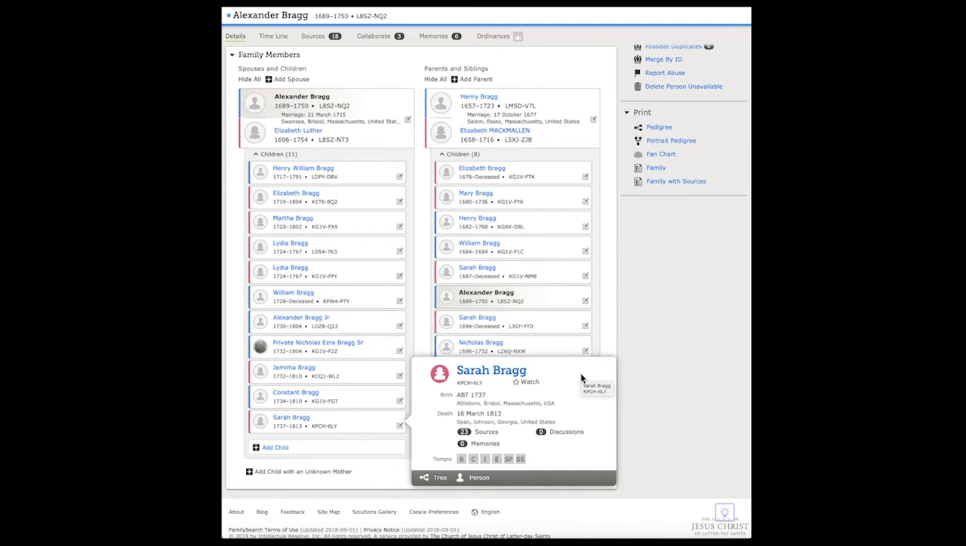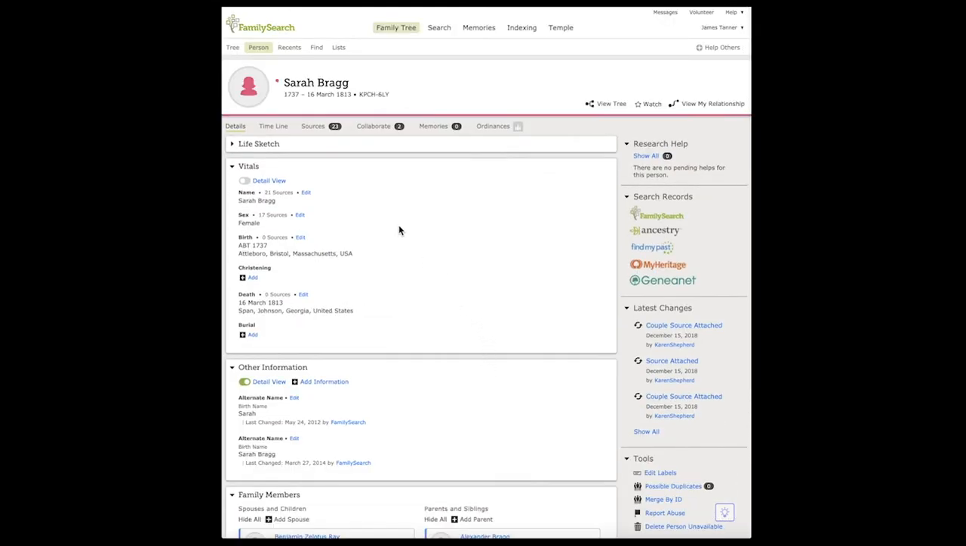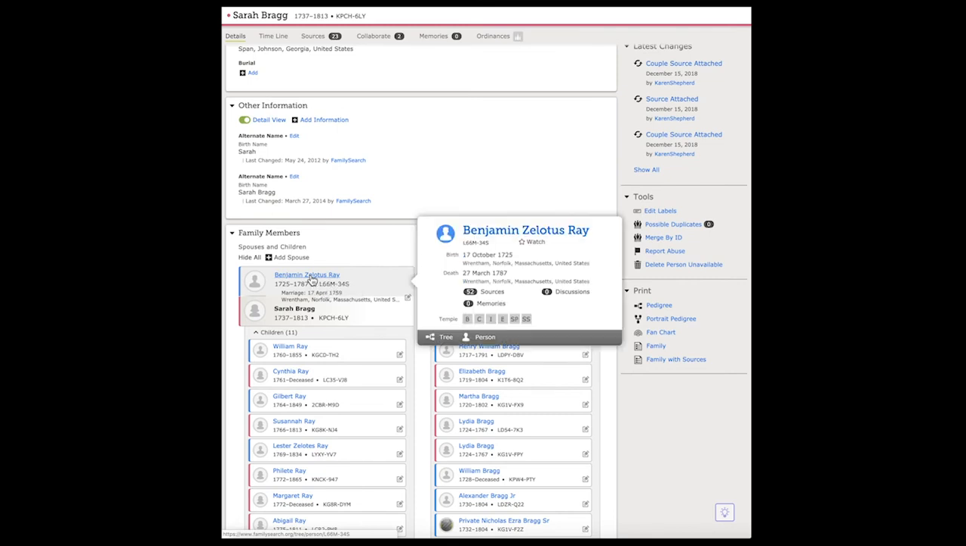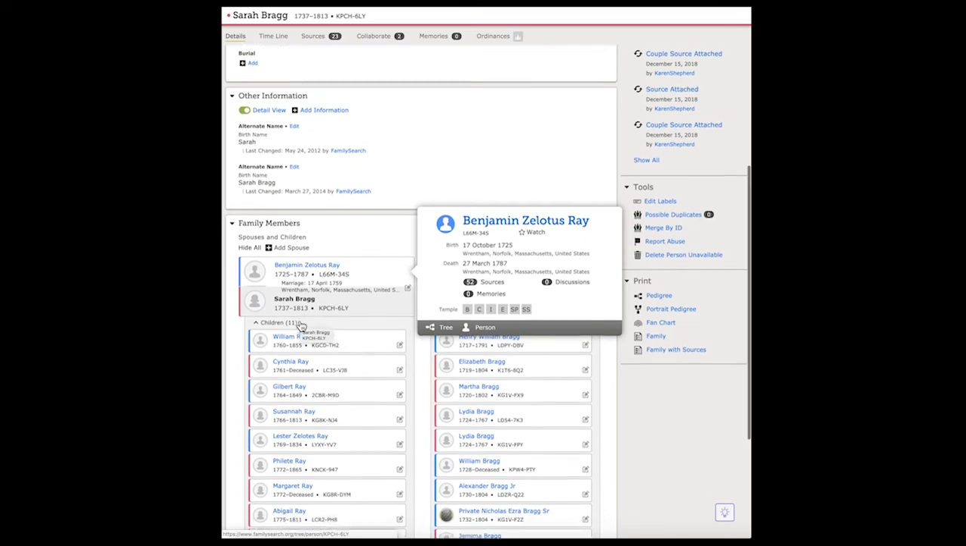Well, the issue here is whether or not Sara Bragg was and is a child of Alexander Bragg and Elizabeth Luther. If Sara Bragg is not a child of Alexander Bragg and is a child of some other Bragg family, or not even related to this particular Bragg family, then we need to check. Okay, we'll go to Sara Bragg. It says she died in Georgia, and she married somebody named Benjamin Zalatus Ray, and he was also born in Wrentham, and he died in Wrentham in 1787, has 52 sources. Did Sara Bragg, she died in 1787, she lived until 1813. Did she get married again?